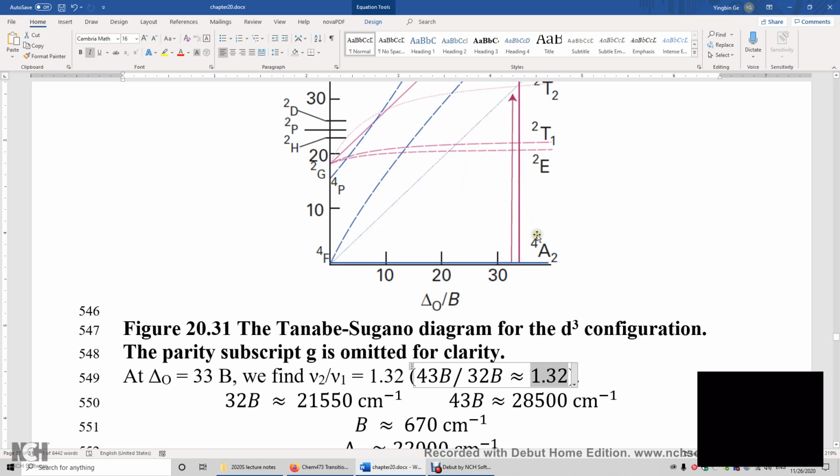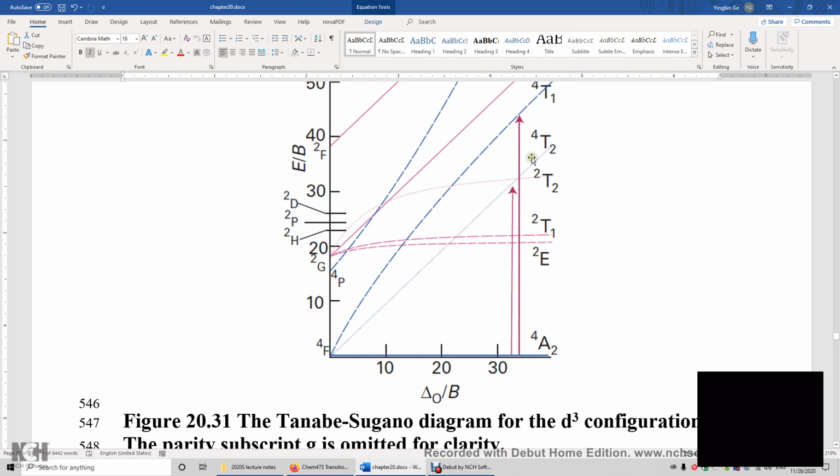From 4A2 to 4T2. That's the first spin-allowed transition. This one is, I think, roughly 25B. Okay, this is 20B, this is 30B. And over here, it's roughly 25B.